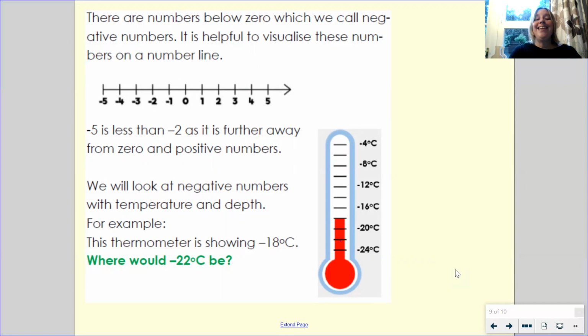We will look at negative numbers with temperature. For example, the thermometer is showing -18 degrees. Can you draw a thermometer to show where -22 degrees would be?